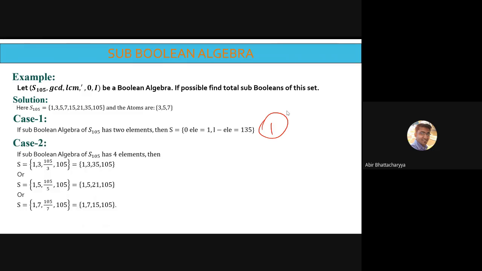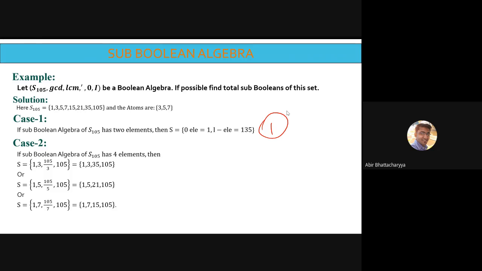if the sub-Boolean has 4 elements. Sub-Booleans having 4 elements means we take the first atom, which is 3, and n by 3, where n equals 105, a part of Sn. So 1, 3, 105 by 3, and 105. That means 1, 3, 35, 105. 3 and 35 are complements of each other, and 1 and 105 are complements of each other.